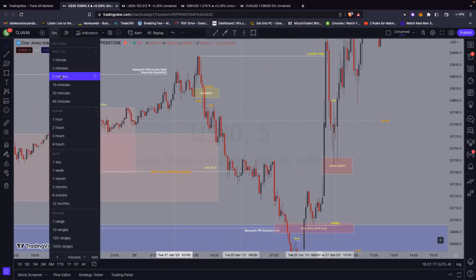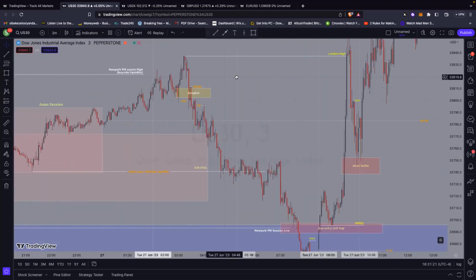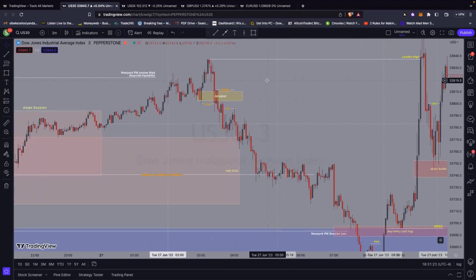To see structure more clearly, you can go to M3. The candles will be more, right? So the structure will be even more clear. That's why if you go to M3, you understand why I put this IOFED where I put it. This is institutional order flow entry drill.